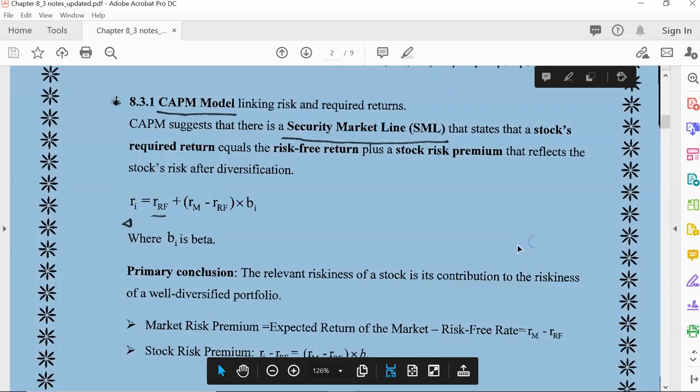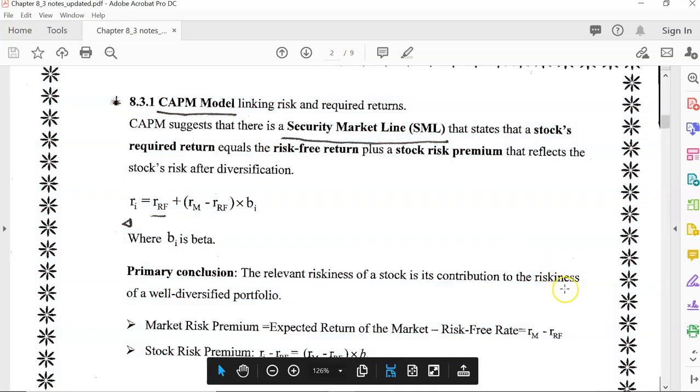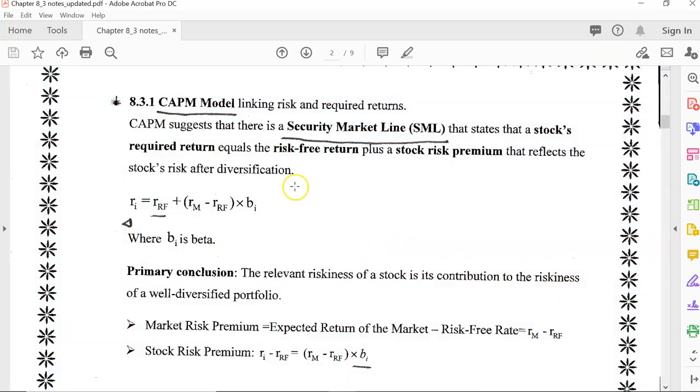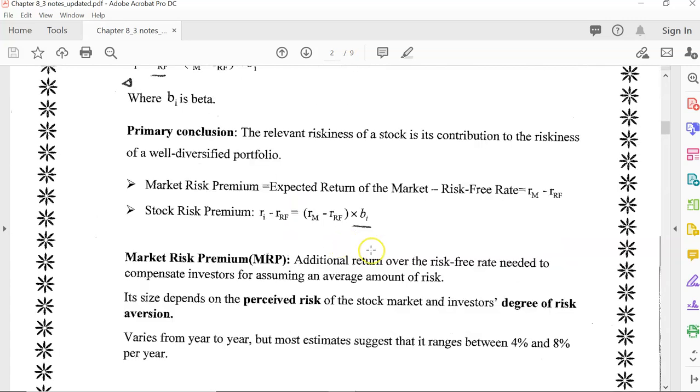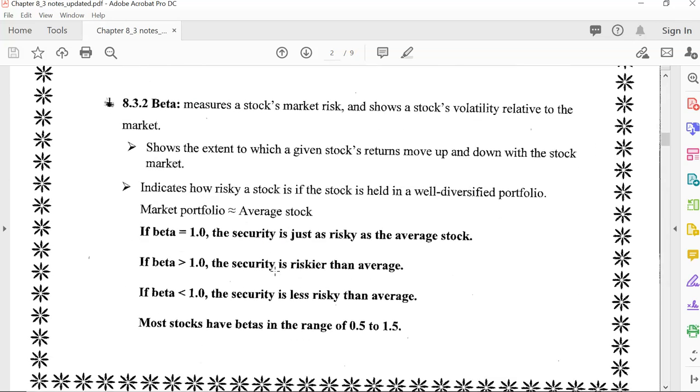So this is the first video on Chapter 8, Class 3 on the CAPM, capital asset pricing model, on market risk premium and stock risk premium. And we will discuss more about beta in the next video.